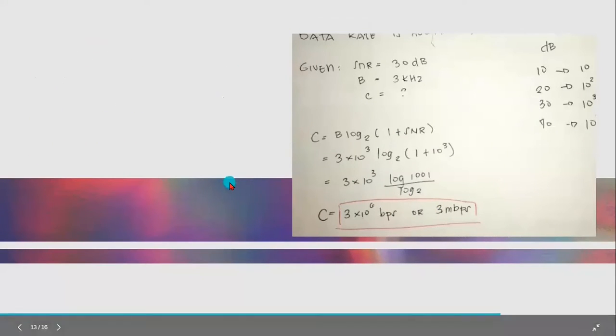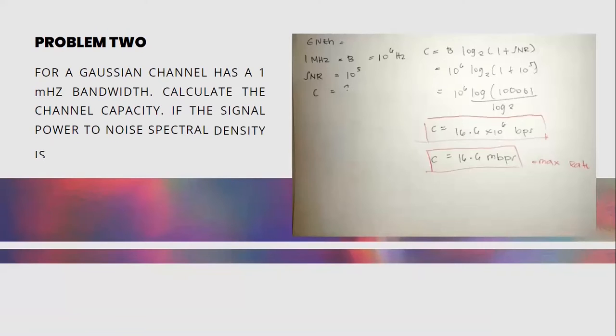Our problem number 2. For a Gaussian channel with a 1 megahertz bandwidth, calculate the channel capacity. The signal power to noise spectral density is 10 to the power of 5 per kilohertz. Also, find the maximum rate. So we need to find, again, the given. Our bandwidth is 1 megahertz, or 10 to the power of 6 in terms of hertz. Our SNR value is 10 to the power of 5, as given in the problem. Then our channel capacity is the unknown value.